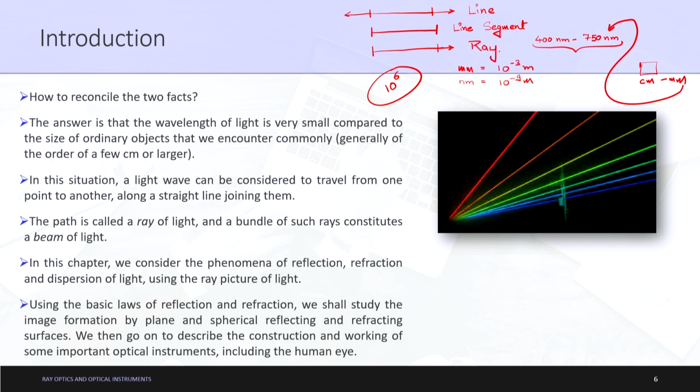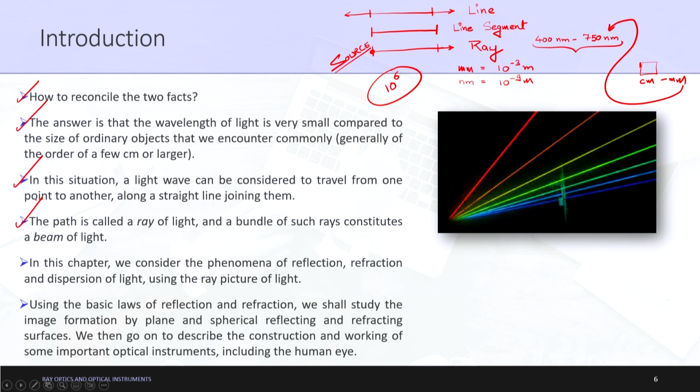Quite evident why light is called a ray of light, not a line of light or a line segment of light: at one point there is a source, and on the other side the light just goes on and goes on. So, that is the reason why we call it a ray of light. A path is called a ray of light and a bundle of such rays constitutes a beam of light. As you can see, this is a ray of light and this is nothing but a beam of light. Okay.